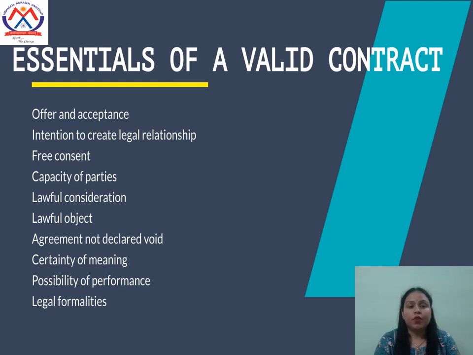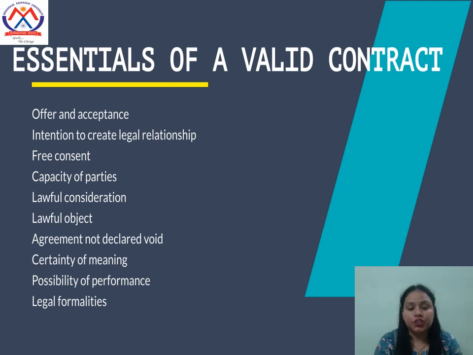The first important essential element of a valid contract is offer and acceptance. There must be at least two parties in the contract, where one party makes an offer and the other party gives its acceptance. No valid contract can exist if there is no offer. So we can say that offer is the starting point of a contract.